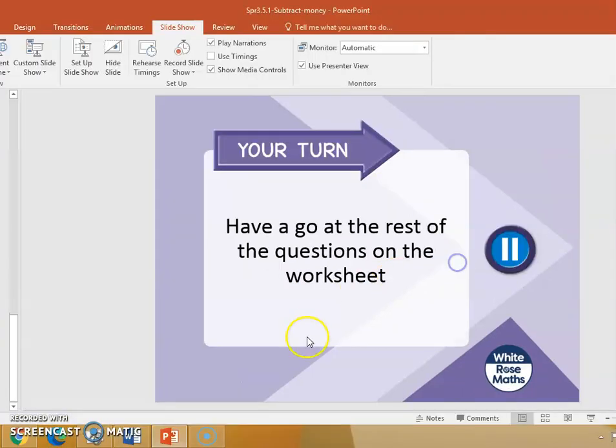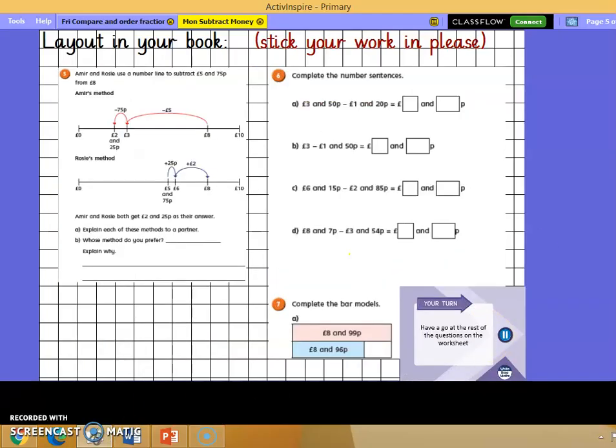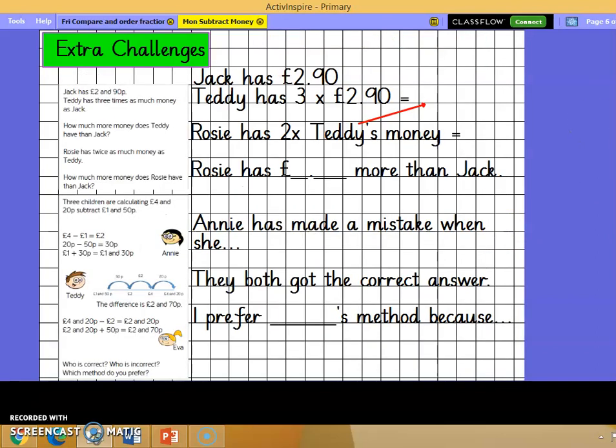I'll show you what I want that to look like in your book, please. So again, you can choose to stick it in, or you may wish to draw the methods into your book using the lines to help you to make your jumps and your number lines look neat. Complete the questions, and then I have some extra challenges for those that would like them.